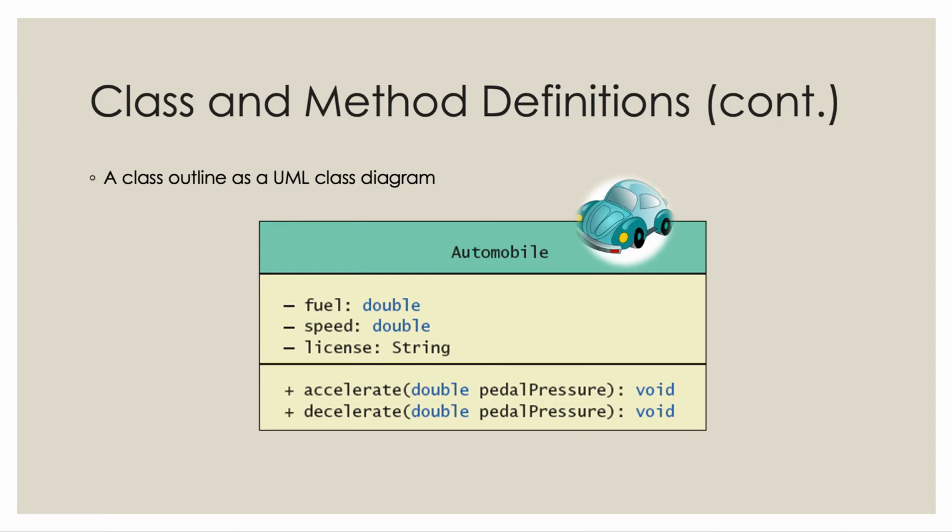This means that these methods are going to return back nothing. So void means nothing. They are not supposed to return anything. So this is kind of a UML class diagram that it's better before anything we design our class.